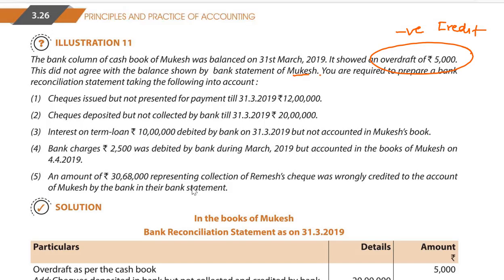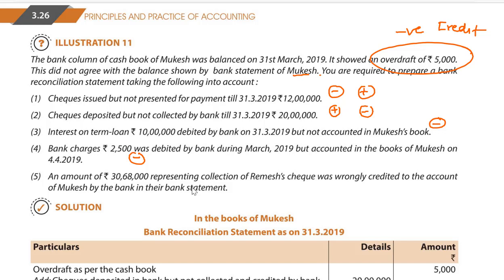Check issued but not presented for payment. Check issued, in the cash book it is minus. So now in the cash book we need to do what? Plus. Check deposited but not collected. Earlier in the cash book it is plus. Now what we need to do? Minus. Interest on term loan of 10 lakhs debited by the bank. So in the bank it is minus. In the cash book also it is to be minus. The bank charges are 2500. In the cash book also these charges need to be deducted. So it would be minus.